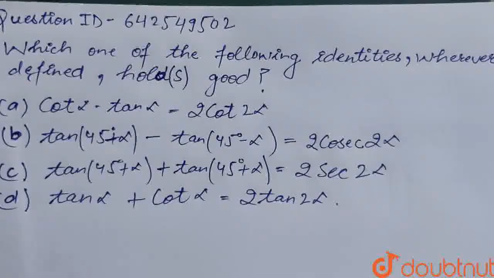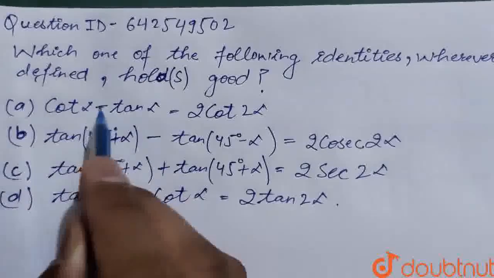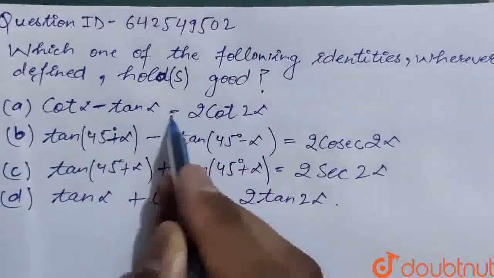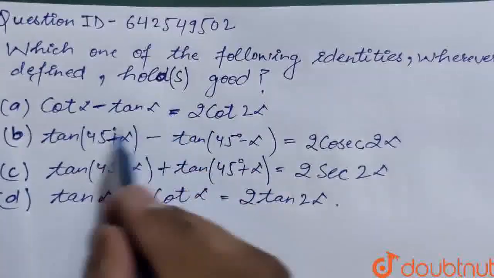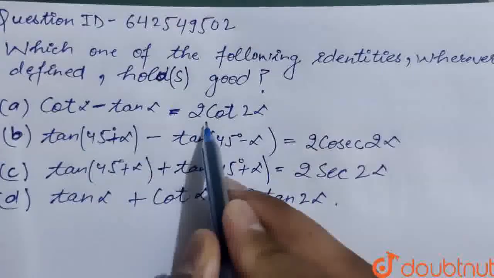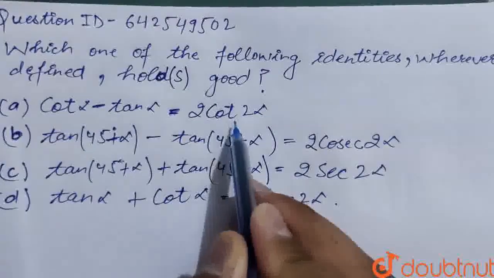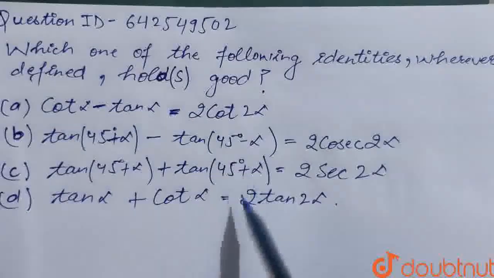Hello students, in the given question it is asked which of the following identities, wherever defined, holds true. Which means, in simple words, we can say that the left hand side is always equal to the right hand side. So we have to prove that the right hand side equals the left hand side for all these four cases.